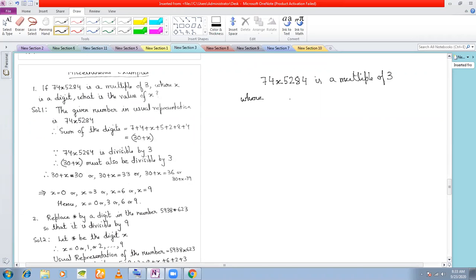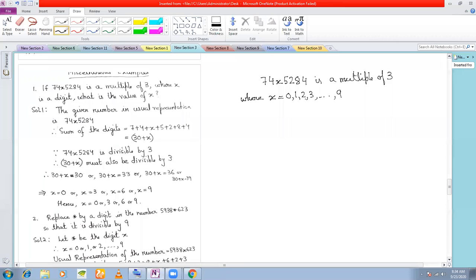Multiple of 3 means that the number is divisible by 3. That's the word. The number is divisible by 3. Okay. And x here is a digit. Digit means x can be 0 or 1 or 2 and anything between 0 to 9. Where x is a digit, x cannot be equal to 10, x cannot be equal to 11. X is a single digit. The question is find the value of x.